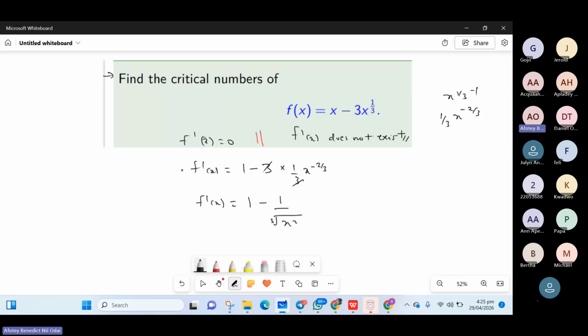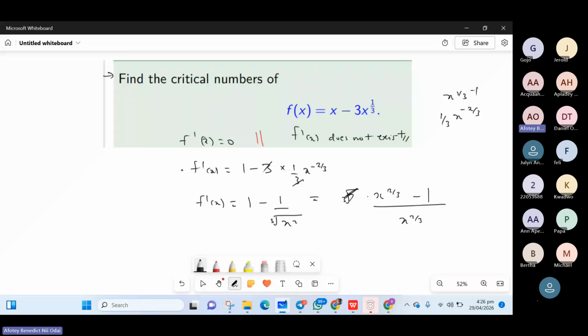So let me rewrite it so that it looks nicer, because this thing is looking some way. So we have, let me just use 2 on 3. So we have x to the power 2 on 3 on x to the power 2 on 3 minus 1.